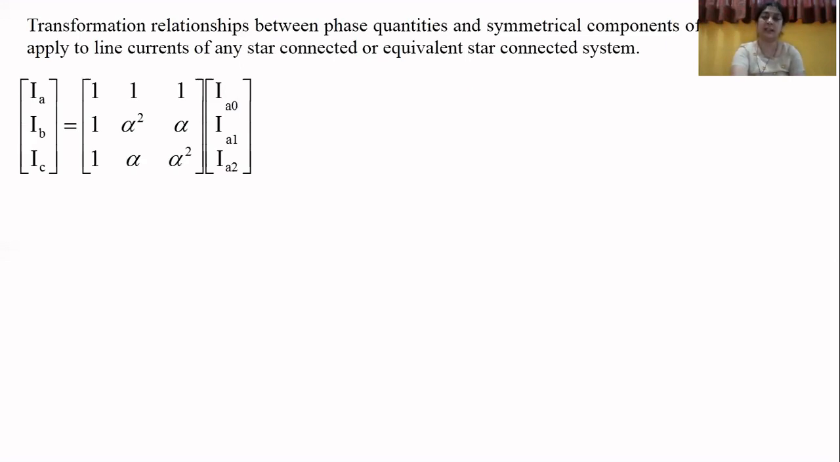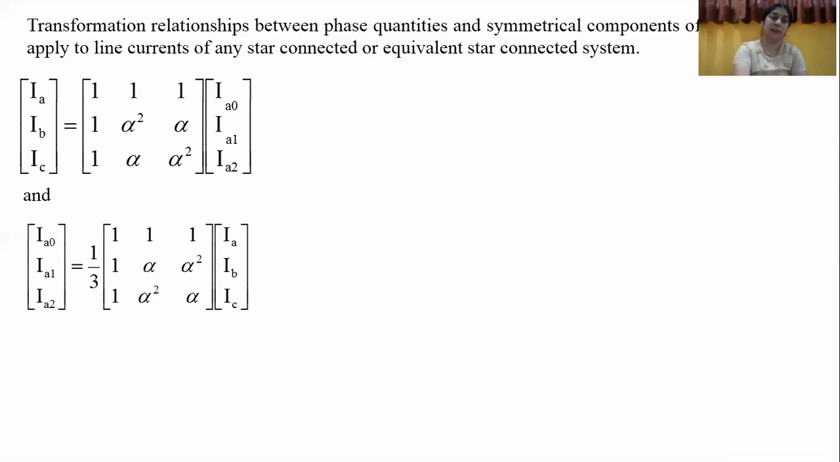Therefore, IA, IB, IC, where these are representing the line currents, will be equal to the matrix 1, 1, 1; 1, alpha square, alpha; 1, alpha, alpha square, times IA0, IA1, IA2. Or the other way around, IA0, IA1, IA2 will be equal to 1 by 3 times of the matrix 1, 1, 1; 1, alpha, alpha square; 1, alpha square, alpha, times IA, IB, and IC.